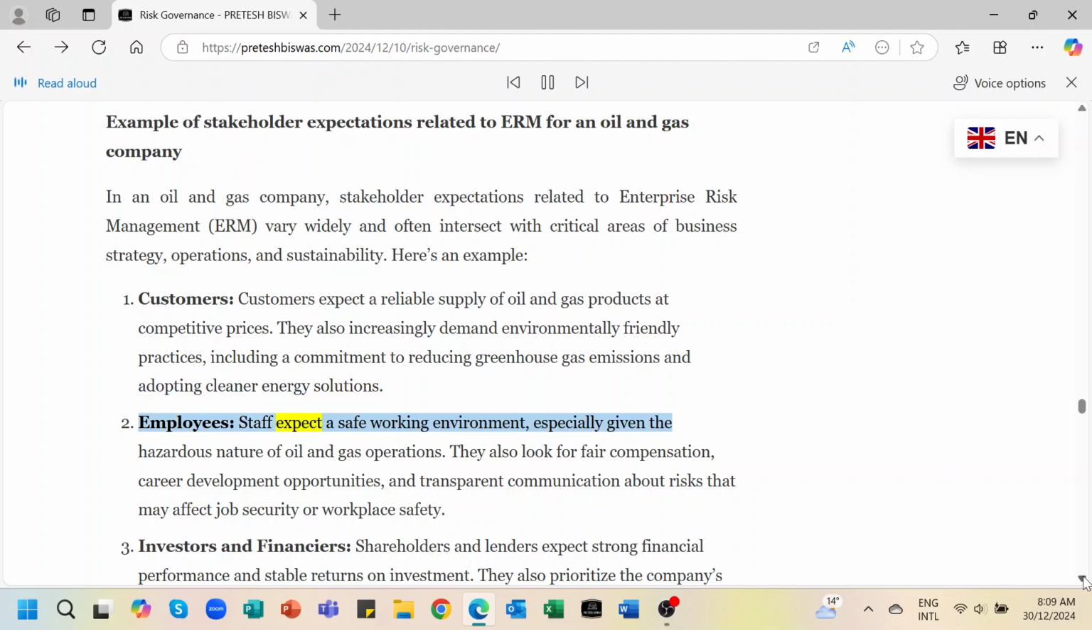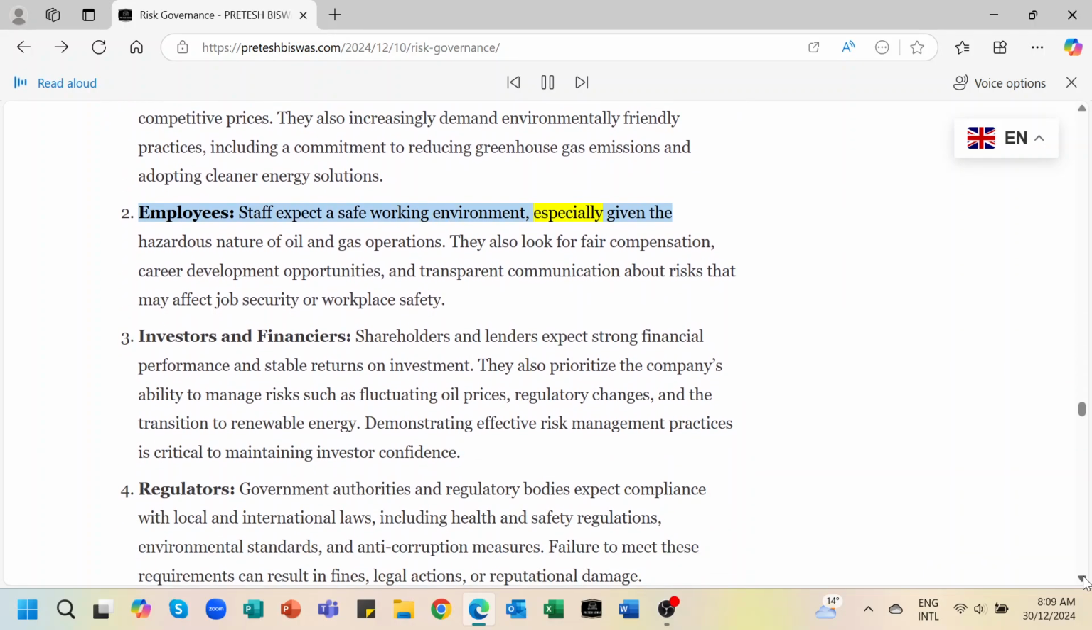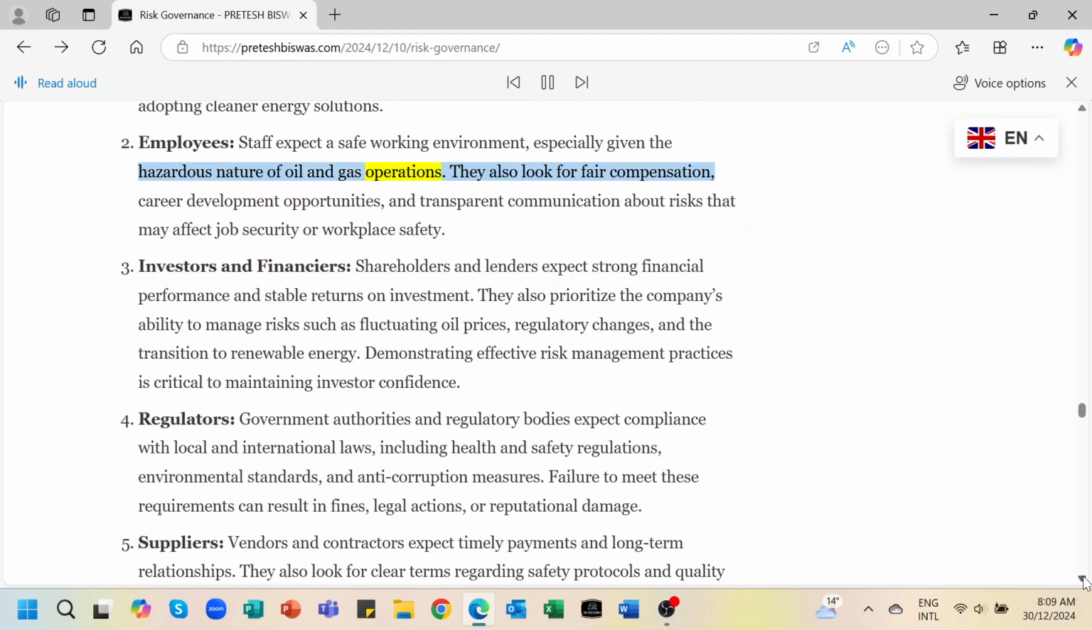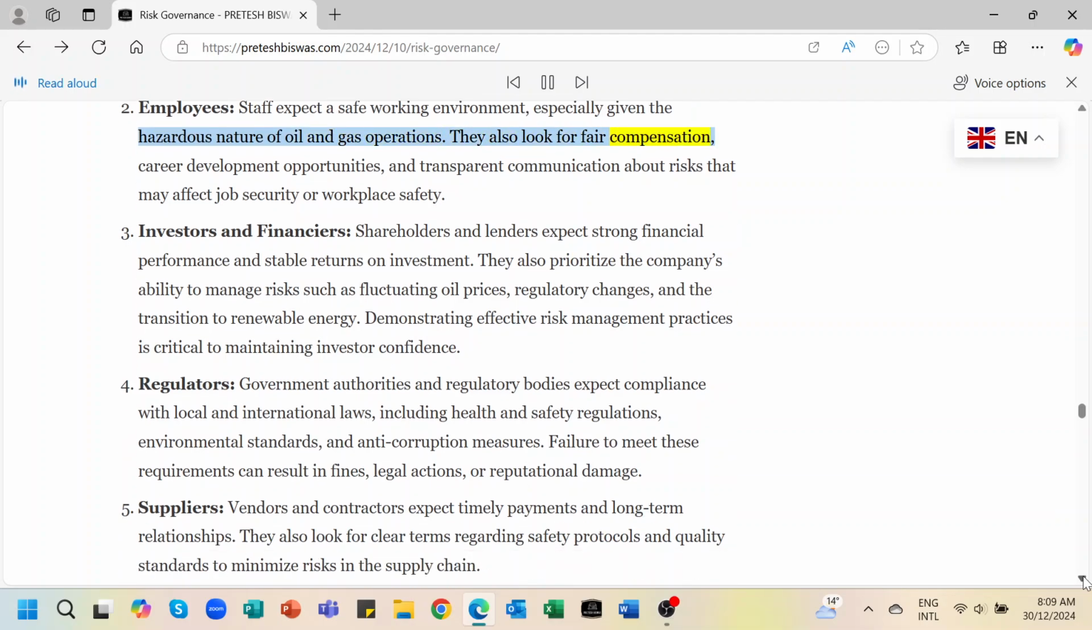Employees. Staff expect a safe working environment, especially given the hazardous nature of oil and gas operations. They also look for fair compensation, career development opportunities, and transparent communication about risks that may affect job security or workplace safety. Investors and financiers, shareholders, and lenders expect strong financial performance and stable returns on investment. They also prioritize the company's ability to manage risks such as fluctuating oil prices, regulatory changes, and the transition to renewable energy. Demonstrating effective risk management practices is critical to maintaining investor confidence.